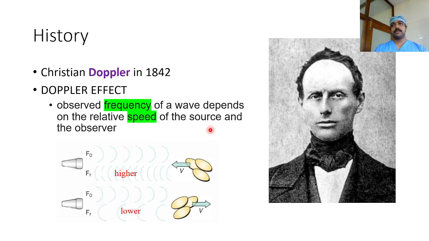Actually, if it's an inert thing, the returning frequency should also be the same. It is the differences in the tissues which change the frequency. So based on the change in frequency, we can determine the velocity at which that object is moving towards us or moving away from us. So that is the principle of Doppler and how we estimate the velocity.